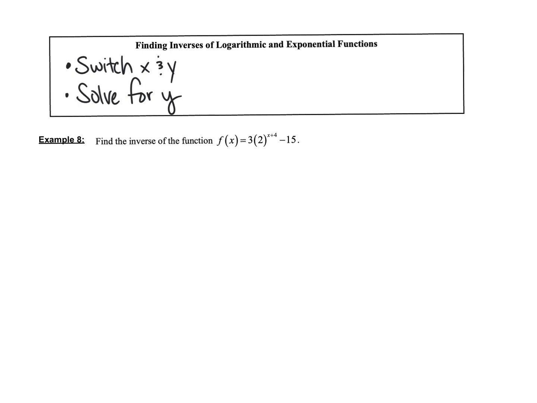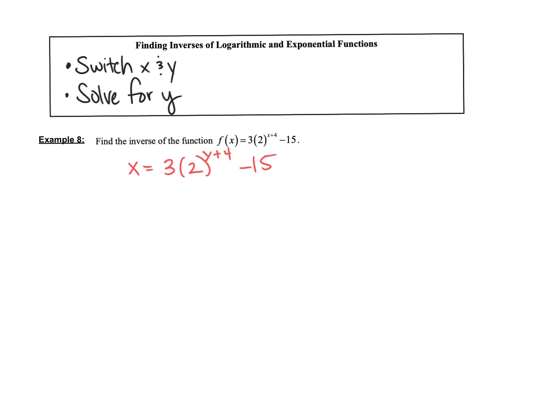Okay. So let's take a look at this one. Gave you a lot of space to work on that one, where it says f of x is equal to 3 times 2 to the x plus 4 minus 15. First of all, which variable is y? F of x. So I'm going to go ahead and make that x equals 3 times 2 to the y plus 4 minus 15. Okay, so we just switch x and y.